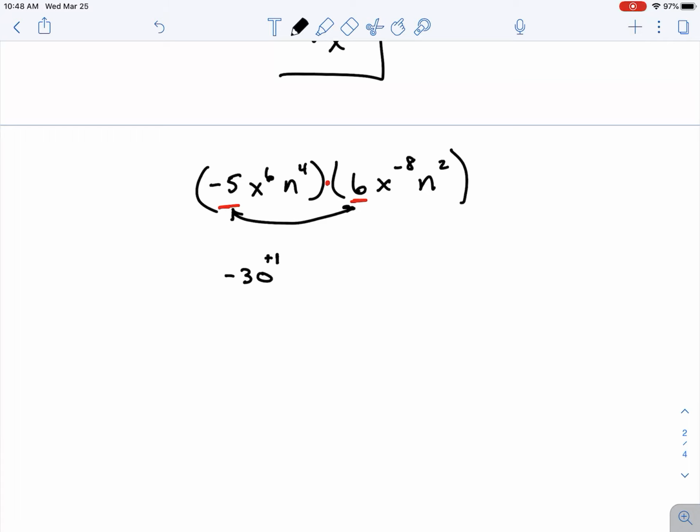Okay? Now we're going to look at our x terms. Our x terms are right here. Let's do a different color. Oh my gosh, I just erased some of the problem.